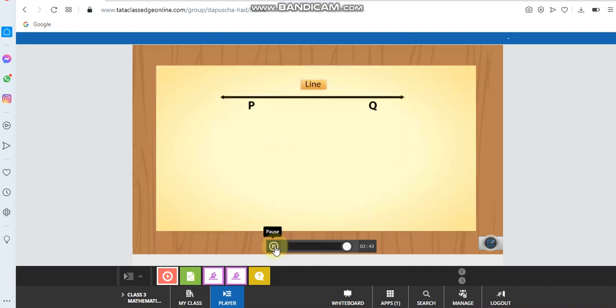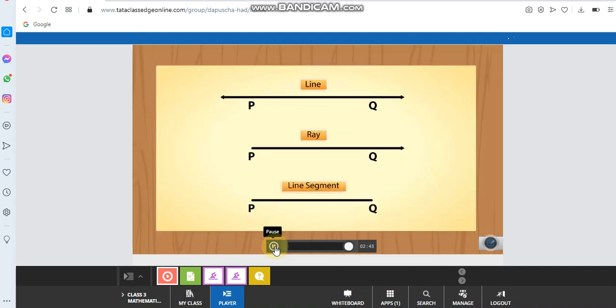Hope you have understood the difference between a line, a ray and a line segment. Now I need to finish my homework. See you later.